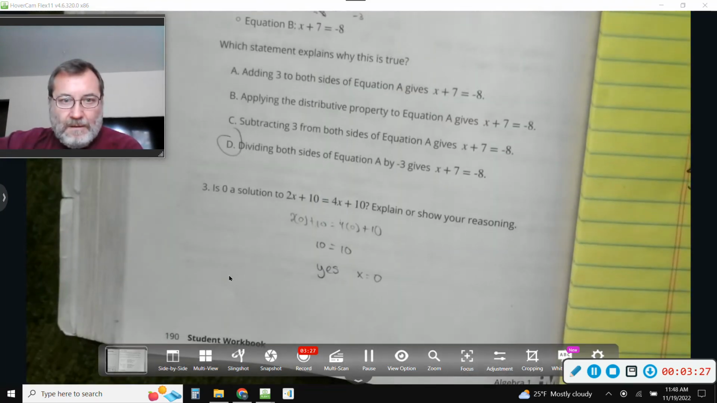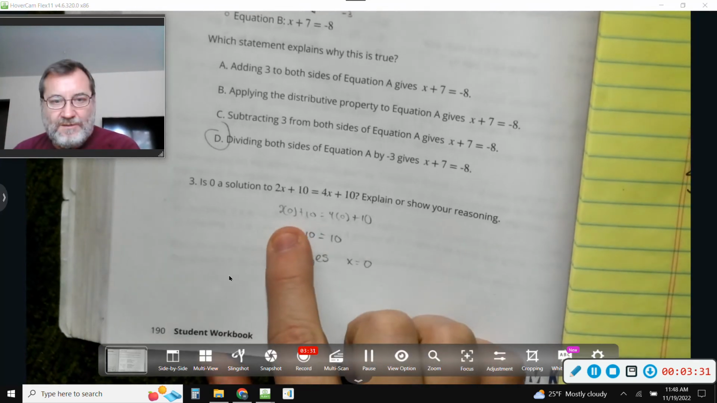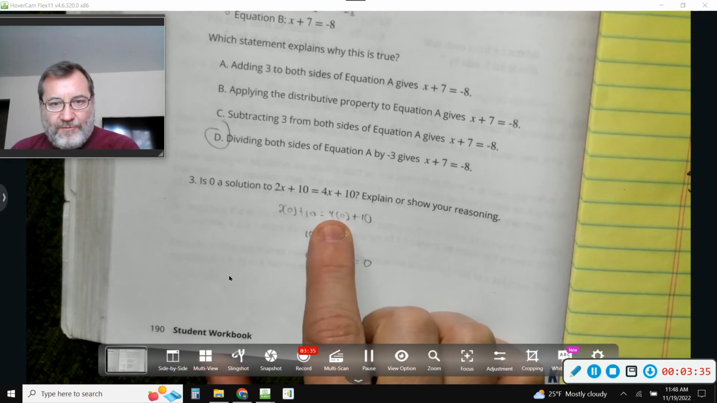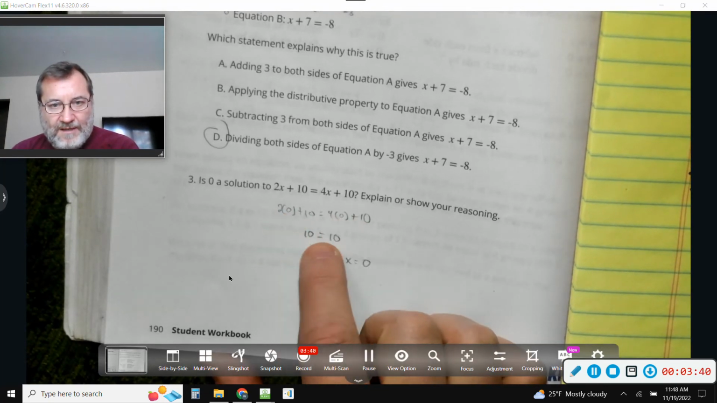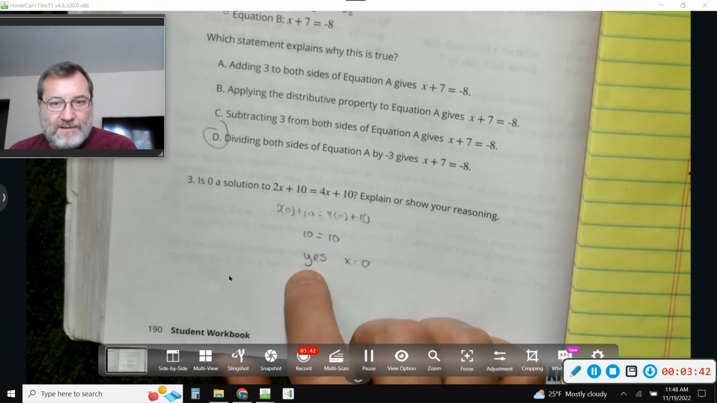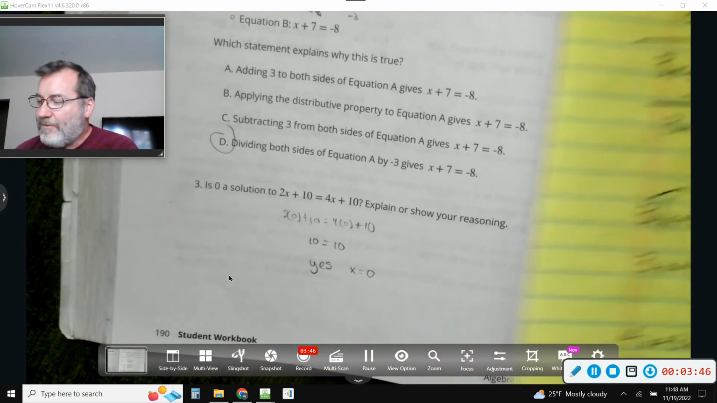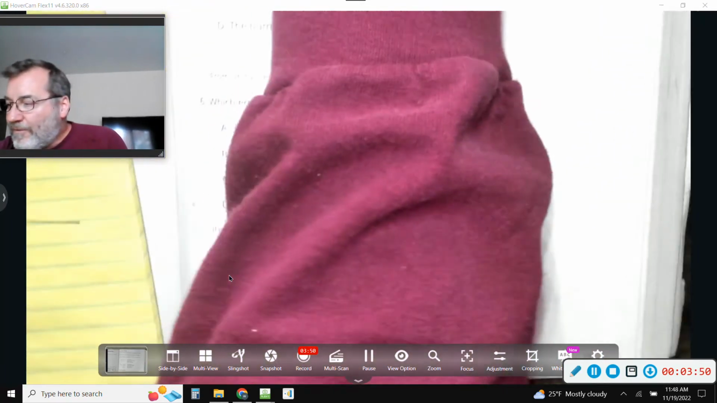All right. On to number 3. Is 0 a solution for this? Well, if we just substitute in 0, that's 2 times 0 plus 10 equals 4 times 0 plus 10. Well, that becomes a 0, and that becomes a 0. So 10 equals 10. And yes, 0 is a solution for this particular problem. So it's pretty straightforward. Let's move on to number 4 here.